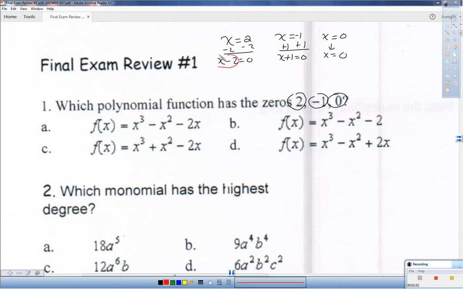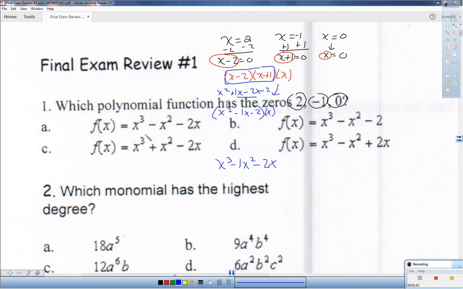Then what I can do is take each one of these factors and multiply them together. So x minus 2 times x plus 1 times x. And so to save on some room, I'm going to FOIL this first, and that would give me x squared plus 1x minus 2x minus 2. Combine my like terms, and that gives me x squared minus 1x minus 2. But don't forget that you're still going to multiply this by x, so I'm going to distribute and get x cubed minus 1x squared minus 2x. And if I look for my answer choice, that would be answer choice A. And the answers are at the very last page of this activity, so it is A.